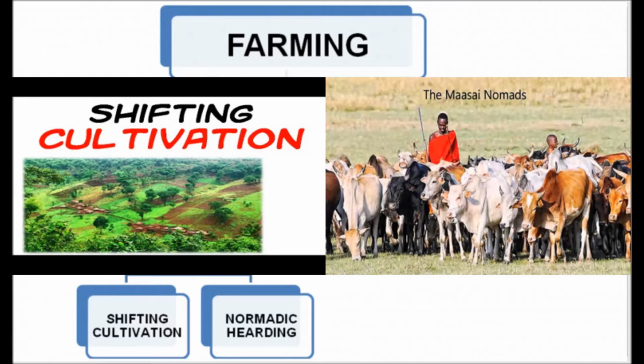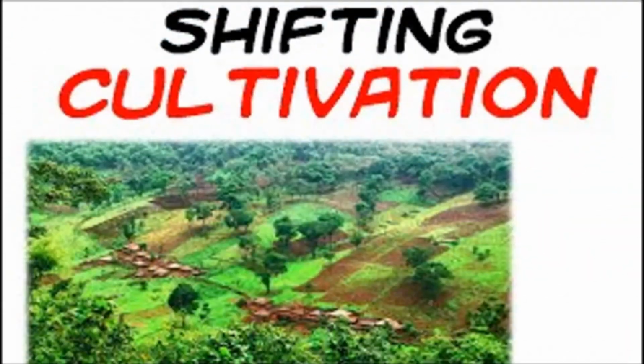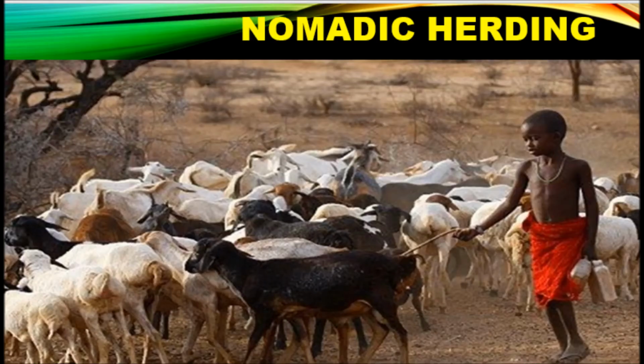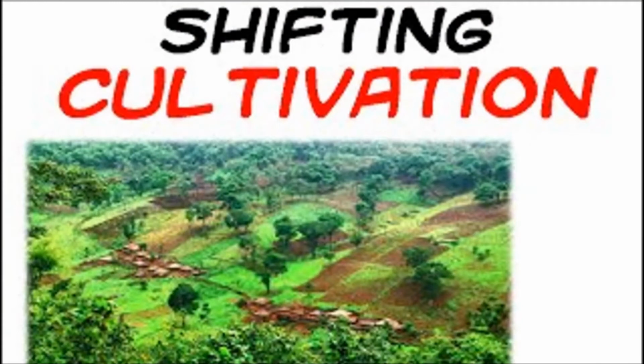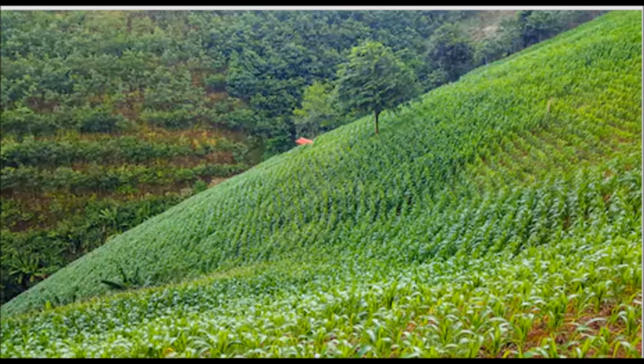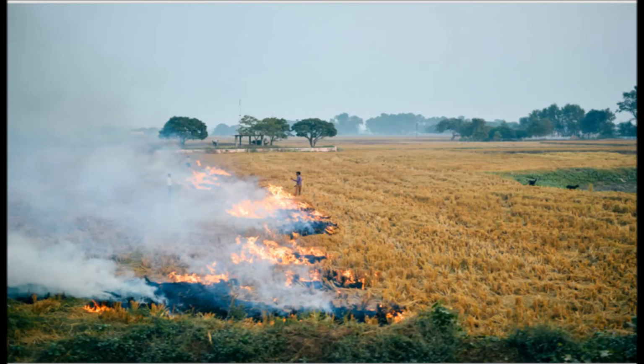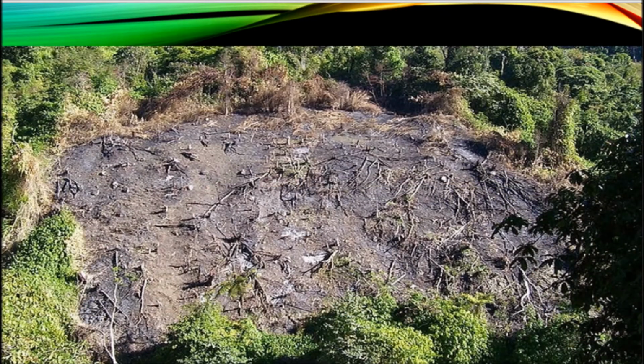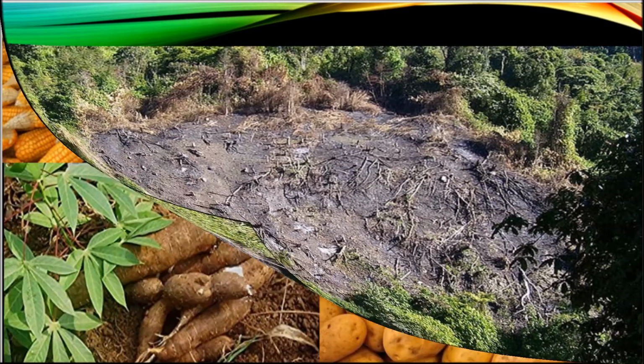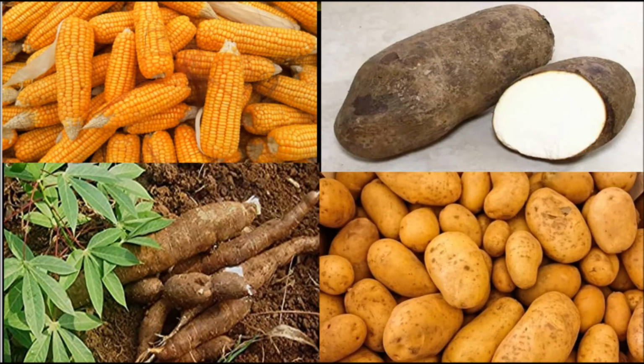The second type of subsistence farming is primitive subsistence farming, and it is further classified as shifting cultivation and nomadic herding. Shifting cultivation is practiced in the thickly forested areas of Amazon basin, tropical Africa, parts of Southeast Asia and Northeast India. These are the areas where there is heavy rainfall and quick regeneration of vegetation. Under this system, a plot of land is cleared by cutting down the trees and burning them. The ashes are then mixed with the soil and crops like maize, yam, potatoes, cassava are grown here.